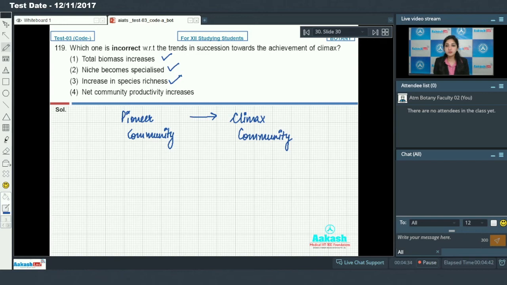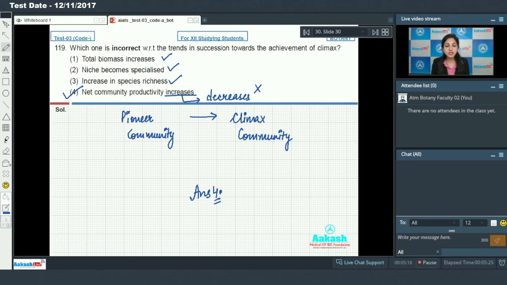This is false. When the pioneer community is heading towards the climax community, at that time, net community productivity decreases. It does not increase. So this is false. So the incorrect statement with respect to trends in succession towards achievement of climax community is that net community productivity increases. So the answer to this question is option number 4.